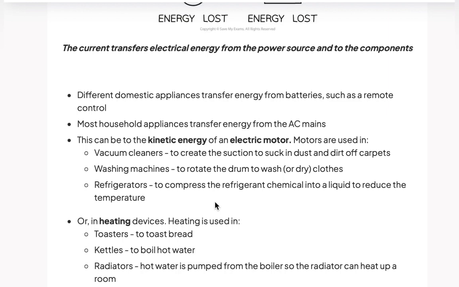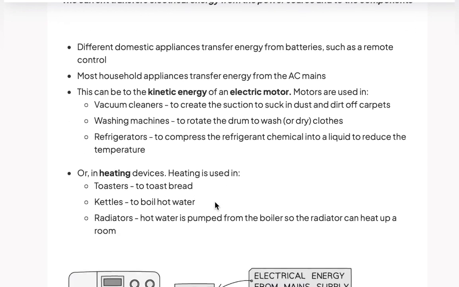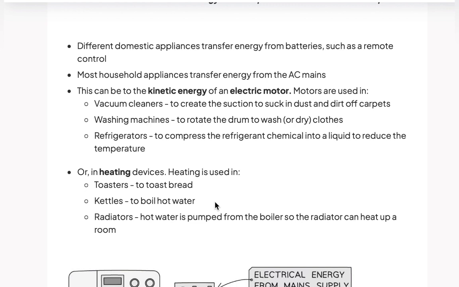Now, this can be kinetic energy in an electric motor. Motors are used in what? In vacuum cleaners. If you have vacuum cleaners at home, they use motors. In hair dryers, washing machines, and refrigerators, they use motors. So motors are used in electrical appliances. We studied motors and generators in the past before we did transformers. We've done the electrical motor and the electrical generator.